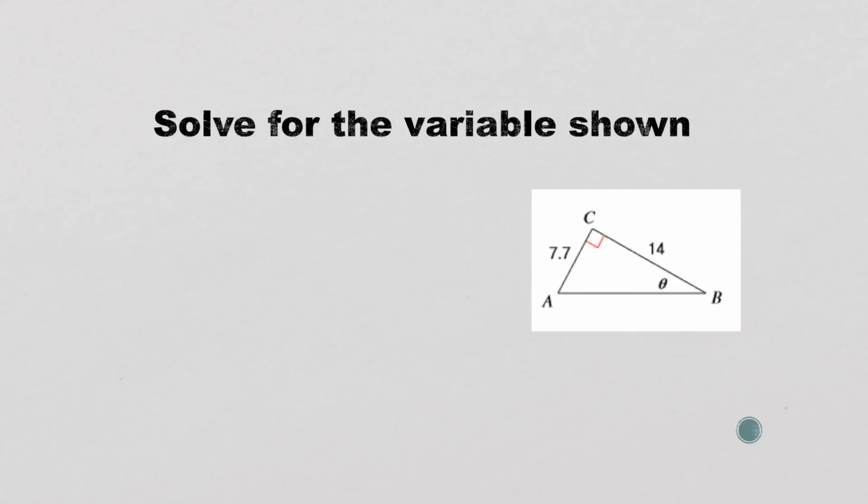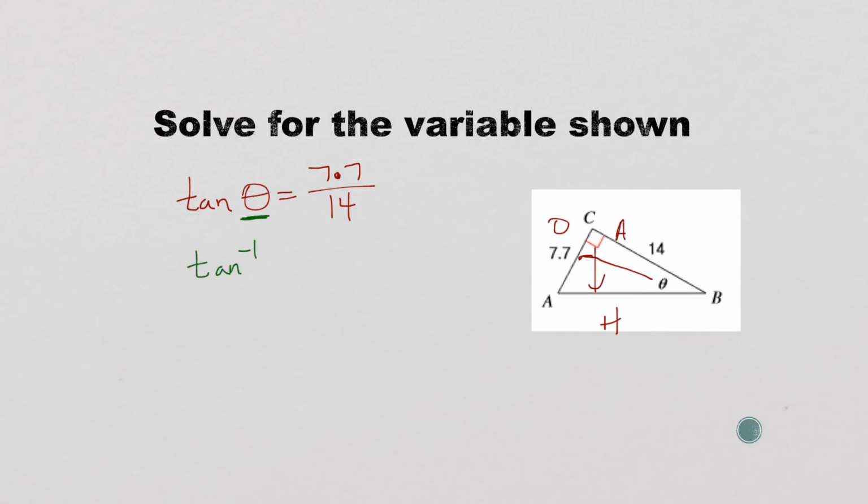Go ahead and pause the video and try this one on your own. You'll notice as you're working this one that you get something that looks like this. So obviously the variable I'm looking for is my theta. Remember, when we're looking for theta, we do the inverse function of the ratio, and that's going to give us our angle measure. In this case, get 28.81 degrees.